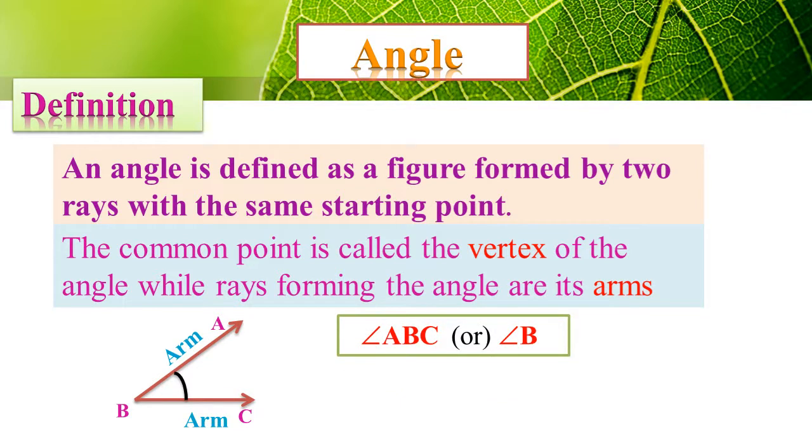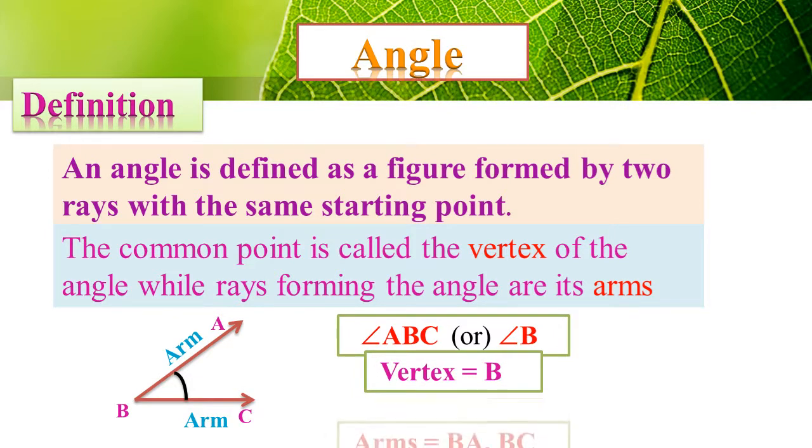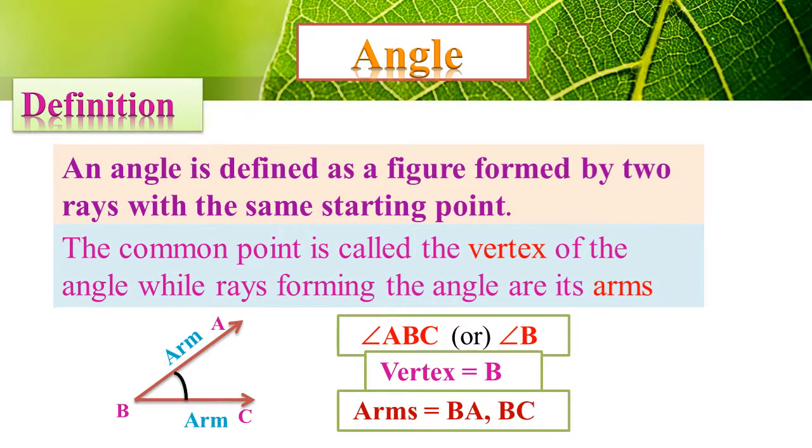Angle ABC, or else you can write angle B. Here the vertex is B. The two arms are BA and BC.